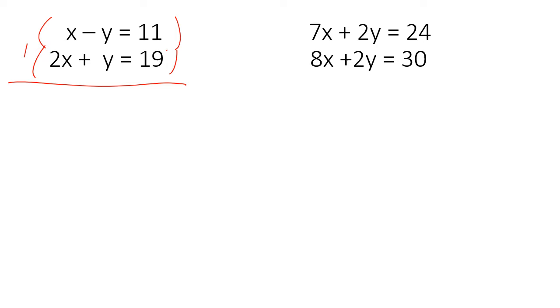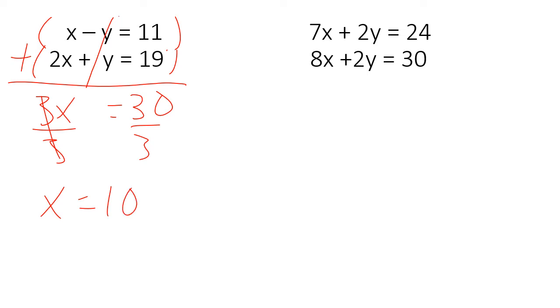We can just create one big addition problem here, and we can add them. X plus 2x comes down to 3x, and then negative y and positive y cancel. 11 and 19 equal 30, and we can get x is 10. Very simple, and then we just plug 10 in for x to get y.